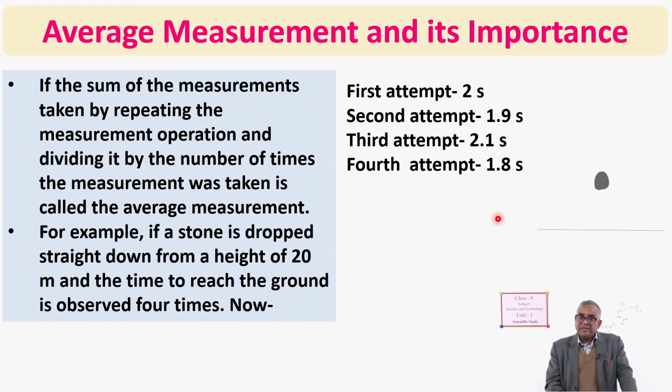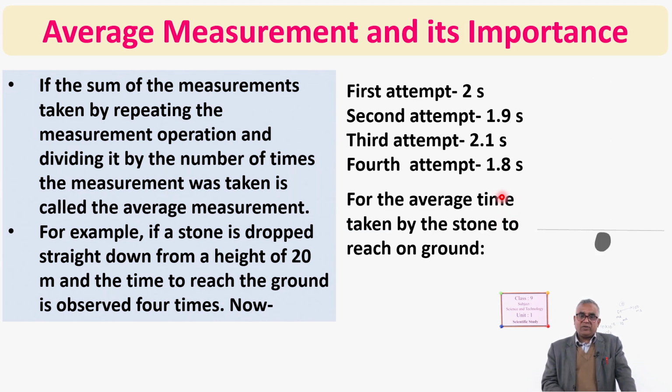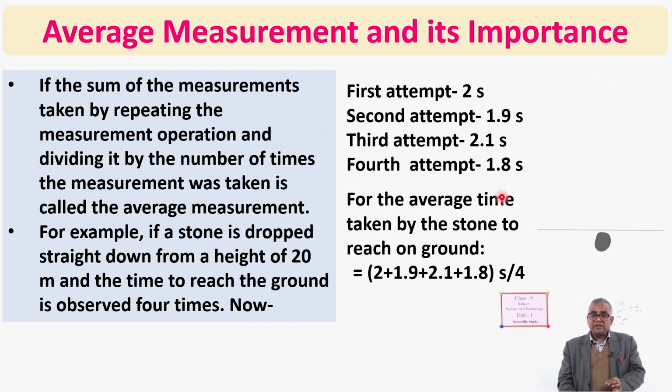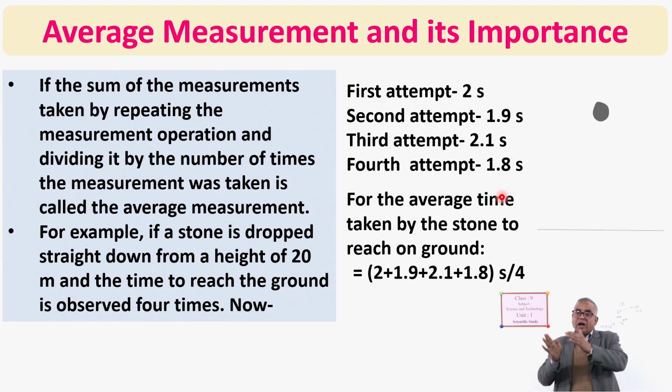But here, for example, you are given 4 different values. Then how will you find the average measurement? At first, you will add all of the measurements: 2 plus 1.9 plus 2.1 plus 1.8. And then that total of seconds will be divided by 4, because you have done 4 attempts.